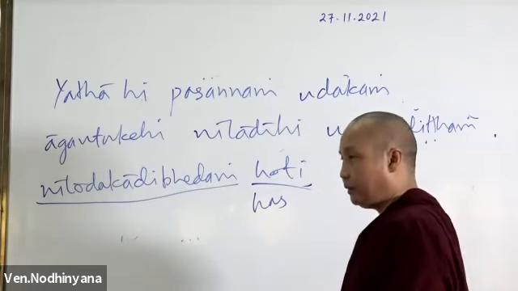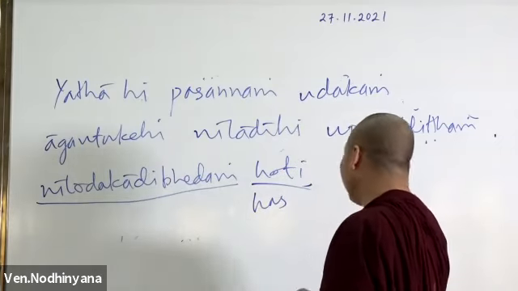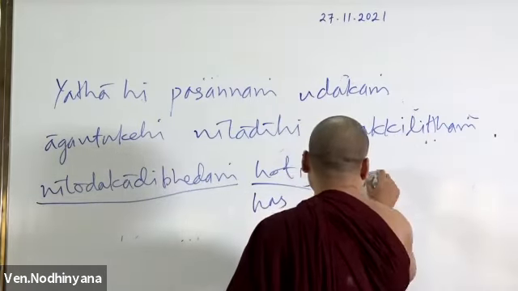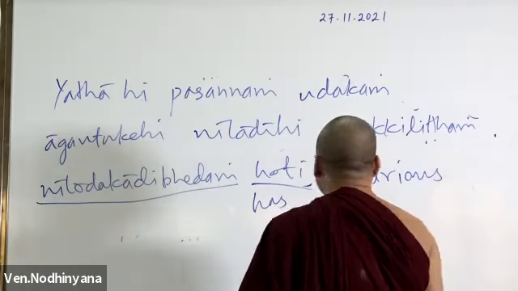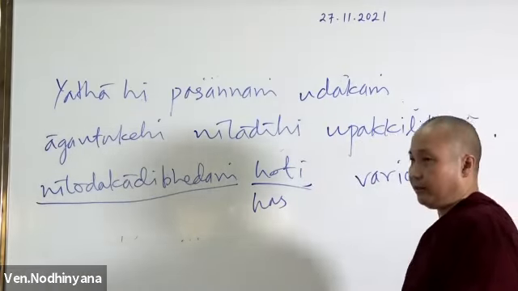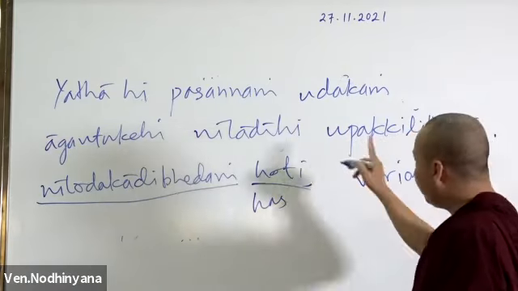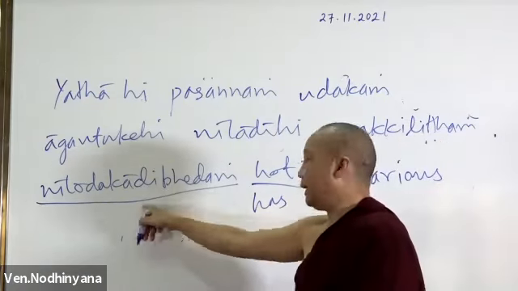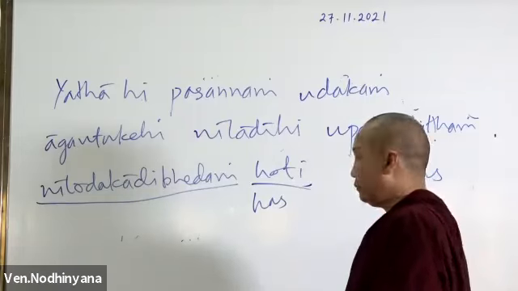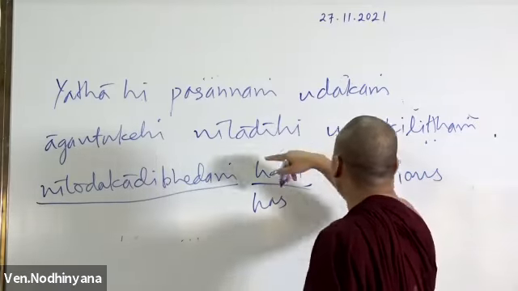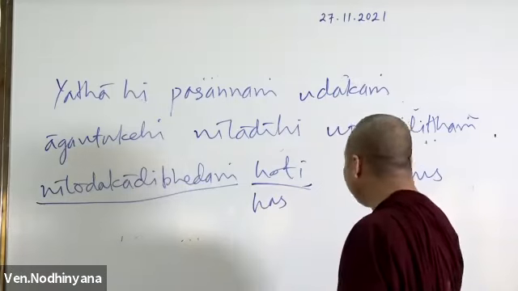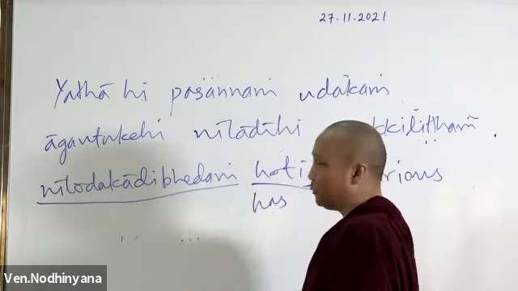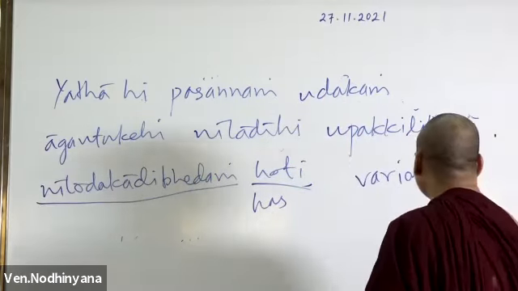But we can understand the pure water has the various colors, various variety. For the adjective form of the variety is various. The pure water has the various colors such as blue water and so on. Otherwise, if you follow exactly the meaning of this word, according to the Pāḷi grammar, you can say the pure water has the variety of the blue water and so on. Okay.